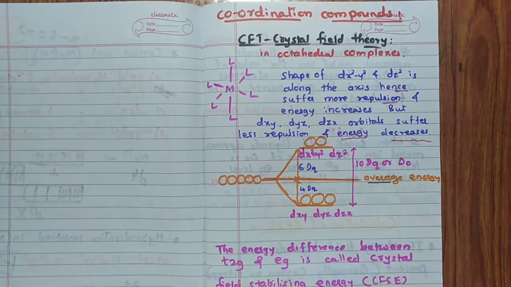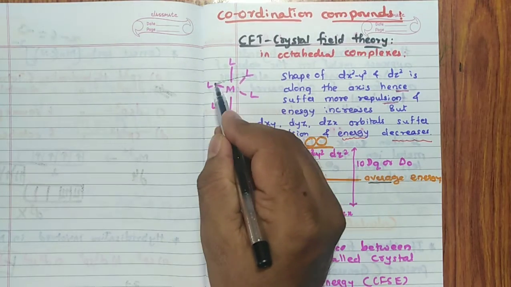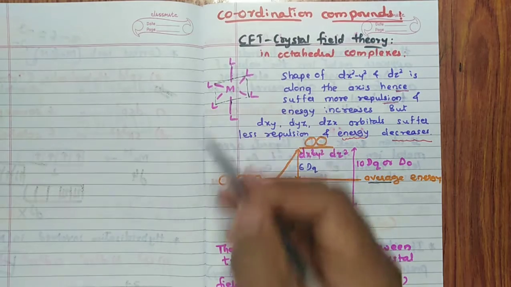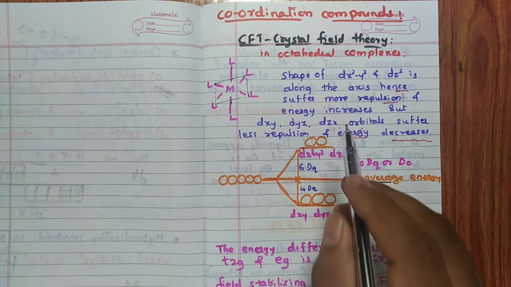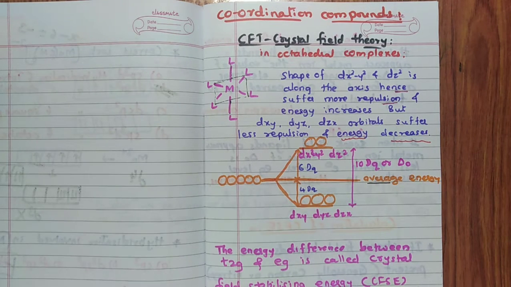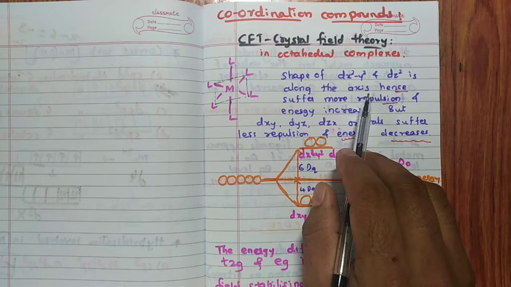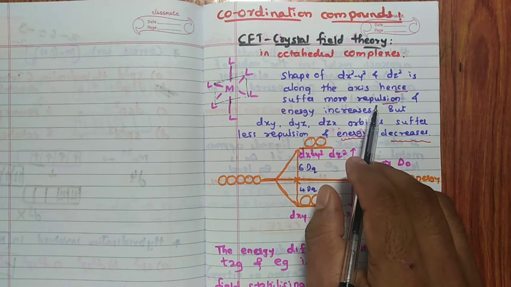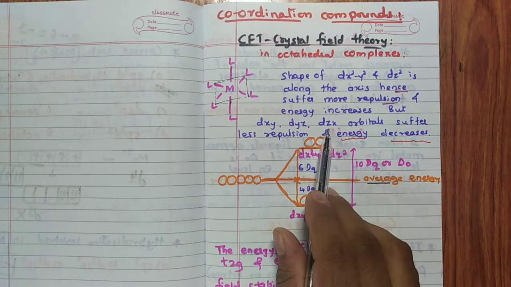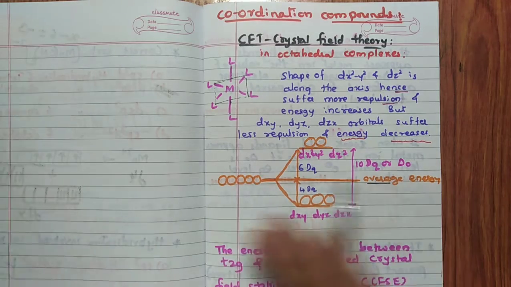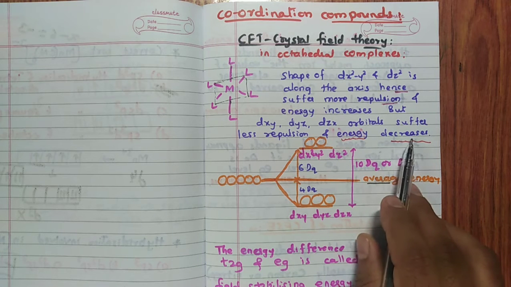In octahedral complexes, first we will see. This is an octahedral shape, right? Four ligands will be on the plane, one above the plane and one below the plane. Always remember, when the d orbital approaches the ligand, the dx square y square and dz square orbitals are along the axis. We know that. Hence, they suffer more repulsion and energy increases. The dxy, dyz, dzx orbitals suffer less repulsion because the orbital shape lies between the axes. Hence, energy decreases.